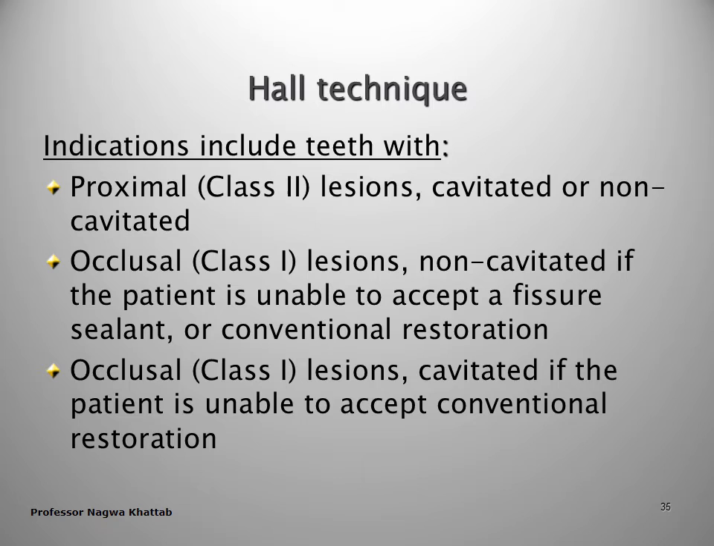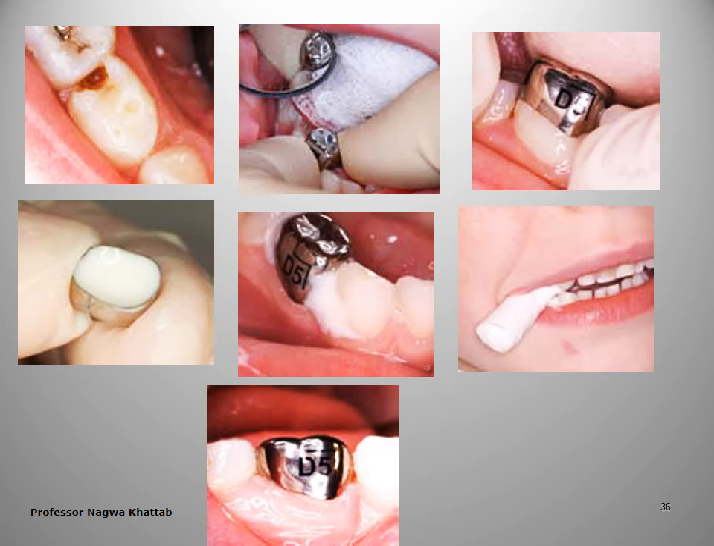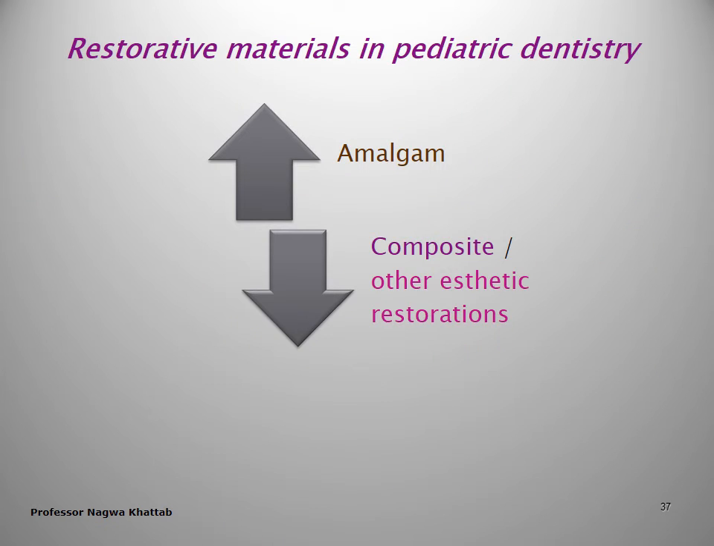Just to tell you about the Hall technique, it is nowadays available and there is much evidence recommending its use. It is indicated mainly for proximal caries lesions, cavitated or non-cavitated, and occlusal caries lesions. You can remove the decay, select a crown, fill it with adhesive or any cement, then insert the crown and ask the patient to bite over it.